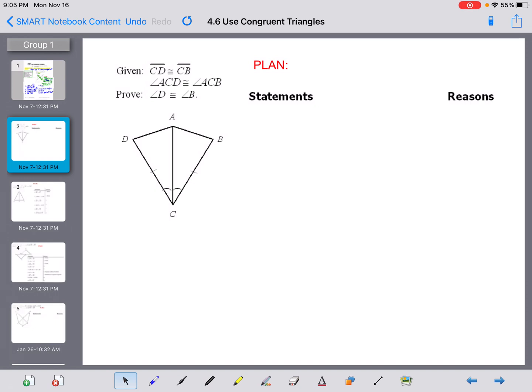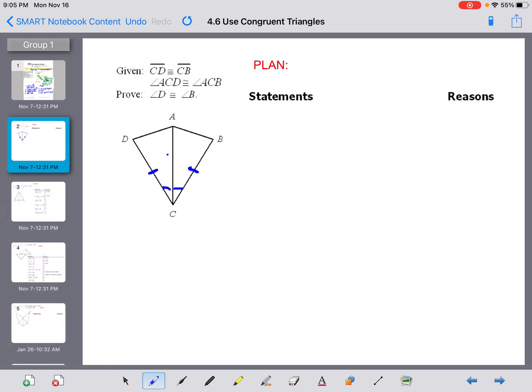How about the next proof? Let's see. They tell me on this one that CD is congruent to CB, and angle ACD, that's this one they marked in the bottom, is congruent to angle ACB, this one they marked in the bottom. So everything they have, they marked. That's good. What else can we mark?